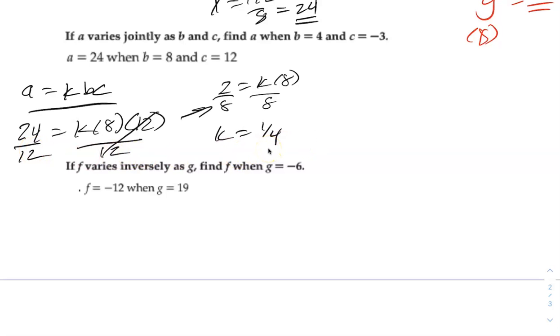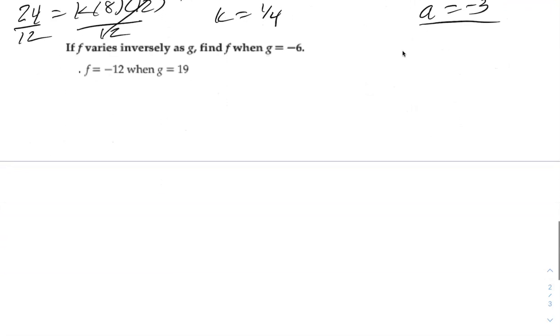Plug it back in. A equals 1/4 B times C. Right, after you find your new equation, now it's the easy part. Find A when B is 4 and C is negative 3. So plug it in. B is 4, C is negative 3. Oh, how nice. These cancel. A equals negative 3.